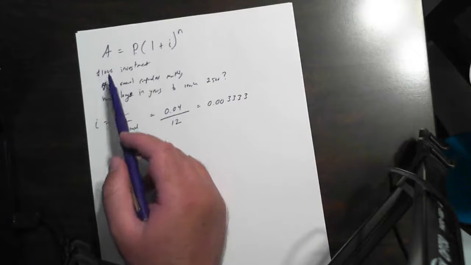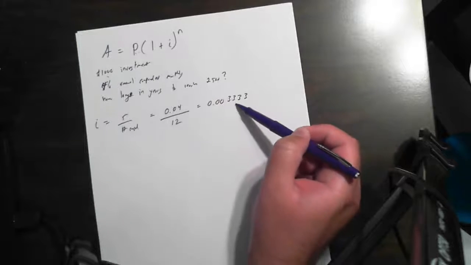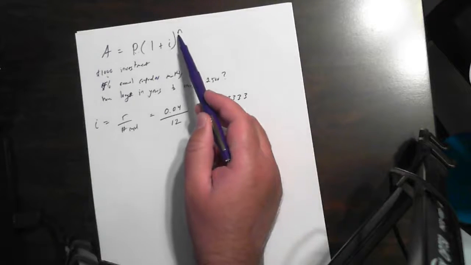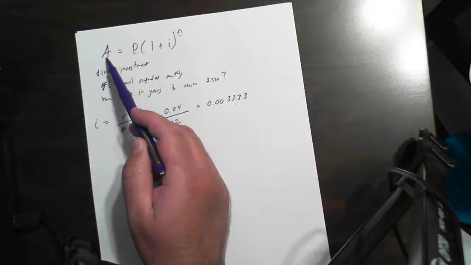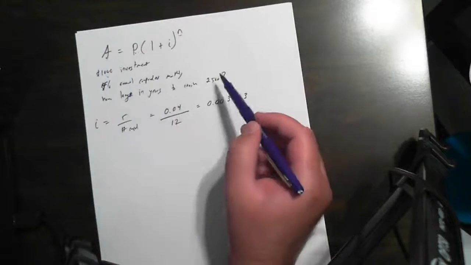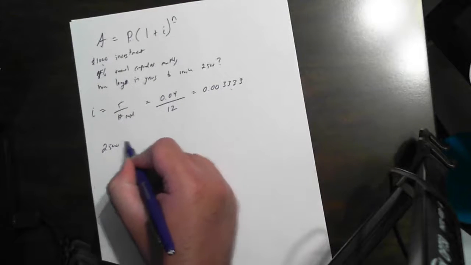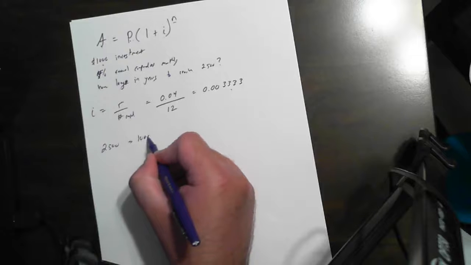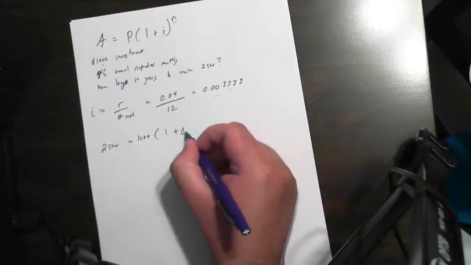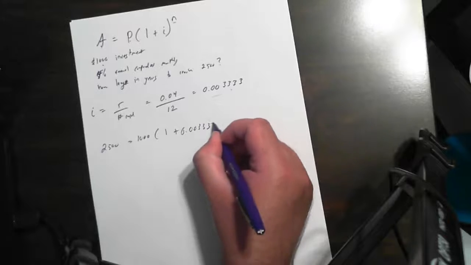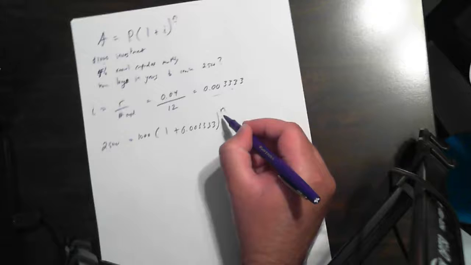Alright. I know that my P is 1,000. My I is now this number here. N is what I want to find. That's how long it takes to reach the value. A is how much I want the investment to become worth, which is 2,500. So what I end up with is 2,500 equals my principal, 1,000, times 1 plus I, which is this number here, exponent n. And my goal is to find out what n is.